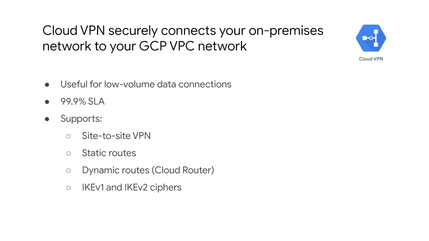volume data connections. As a managed service, Cloud VPN provides an SLA of 99.9% service availability and supports site-to-site VPN, static and dynamic routes, and IKE version 1 and IKE version 2 ciphers. Cloud VPN doesn't support use cases where client computers need to dial in to a VPN using client VPN software. Also, dynamic routes are configured with Cloud Router, which we will cover briefly. For more information about the SLA and these features, see the links section of this video.